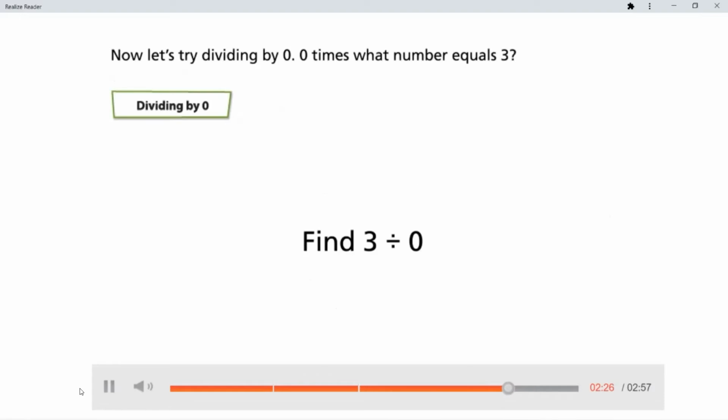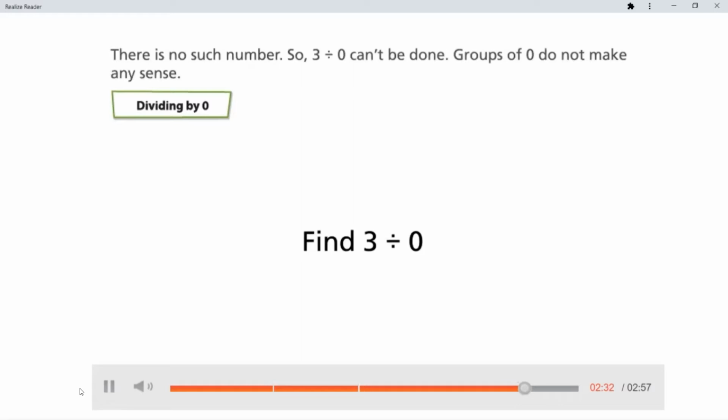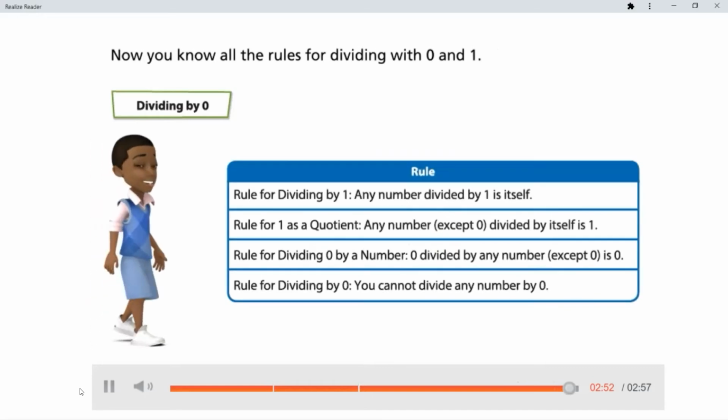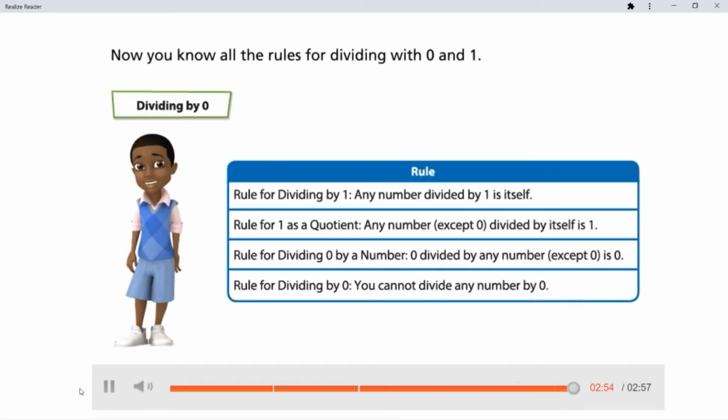Now let's try dividing by 0. 0 times what number equals 3? There is no such number, so 3 divided by 0 can't be done. Groups of 0 do not make any sense. So the rule for dividing by 0 is that you cannot divide any number by 0. Now you know all the rules for dividing with 0 and 1.